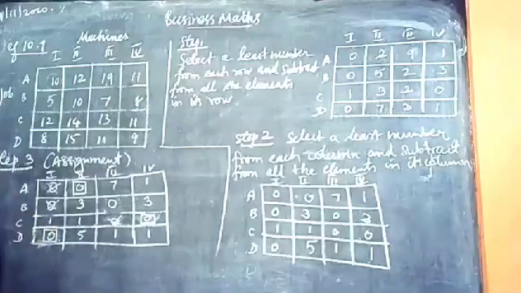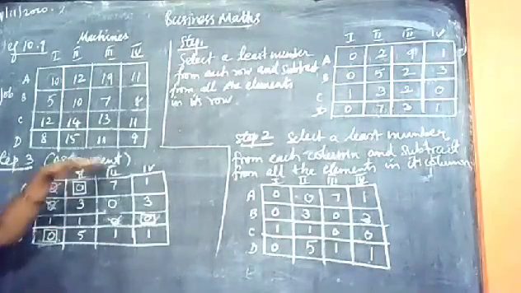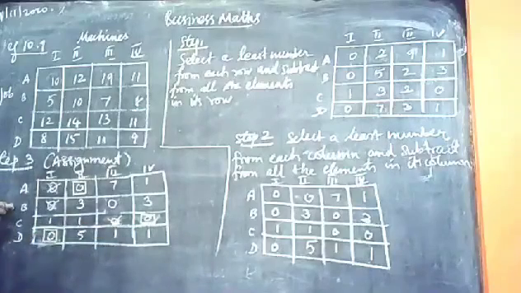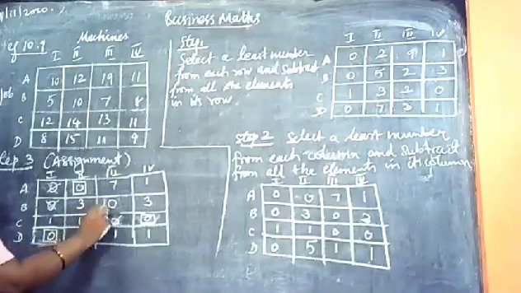Now A row, C row, D row, every job has a machine, but for job B alone we didn't assign a machine. So this is the one and only 0 along B, so that we can assign.